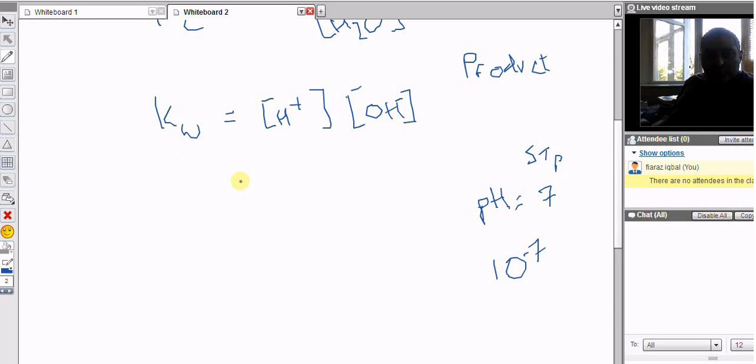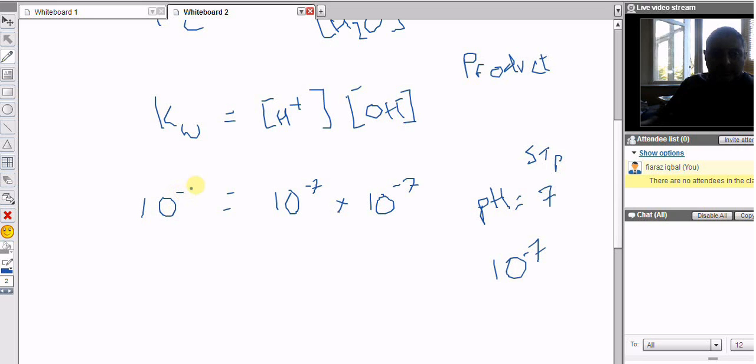So what I must have for Kw is 10 to the -7 times 10 to the -7. I'm not going to write 1 times 10 to the -7, although that is correct standard form. So what is 10 to the -7 times 10 to the -7? It's 10 to the -14. There we go, 10 to the -14.